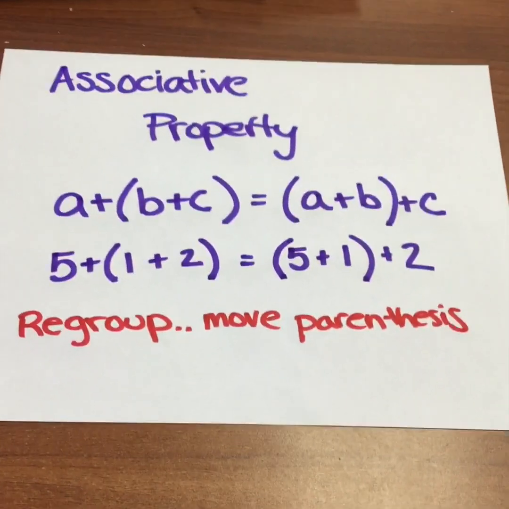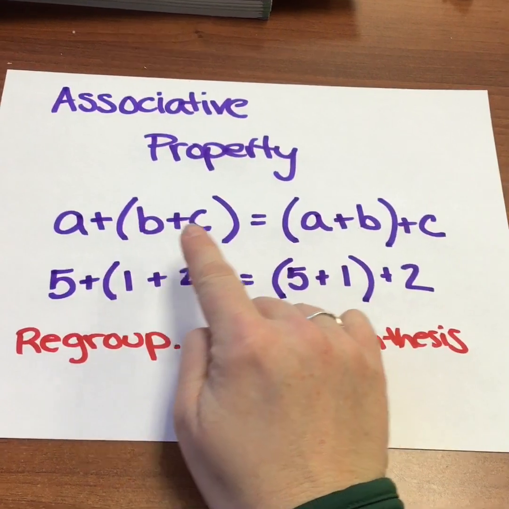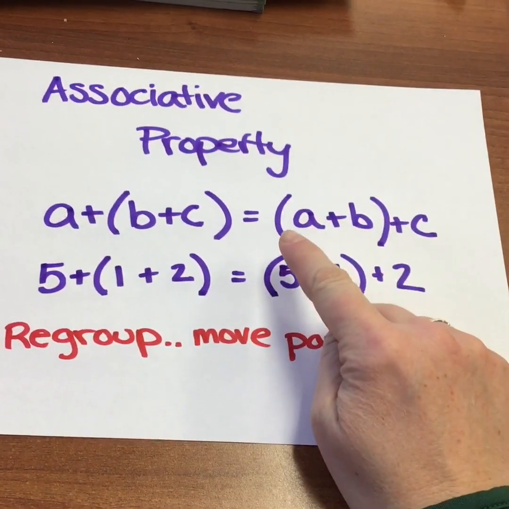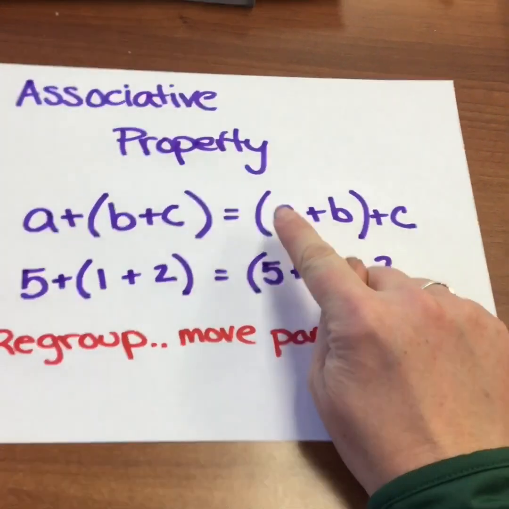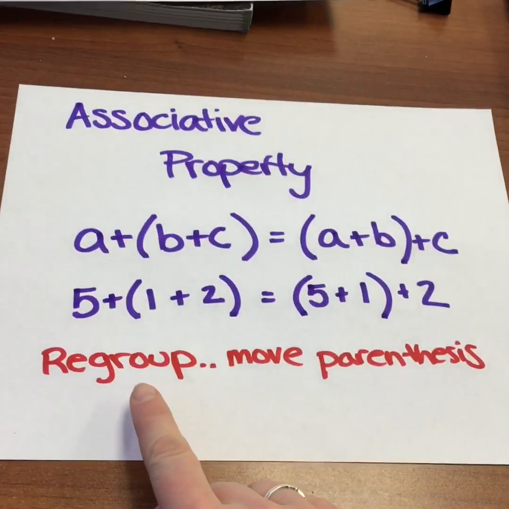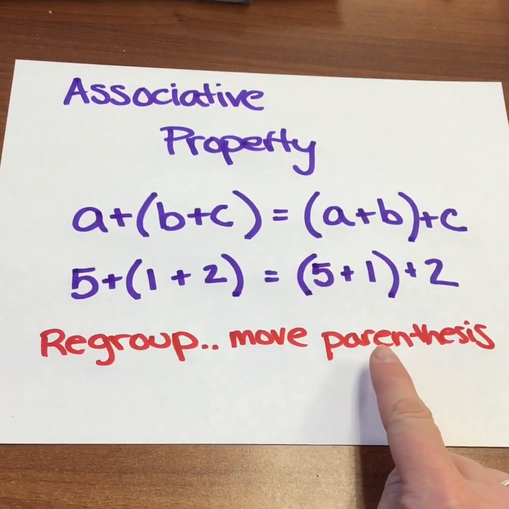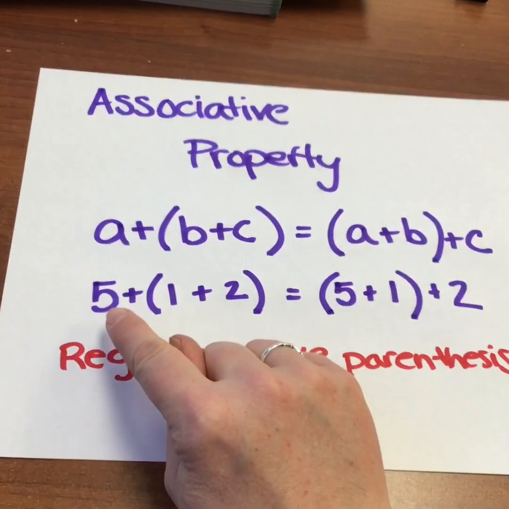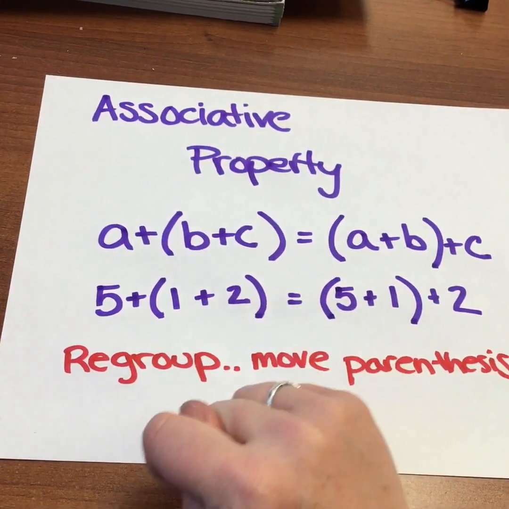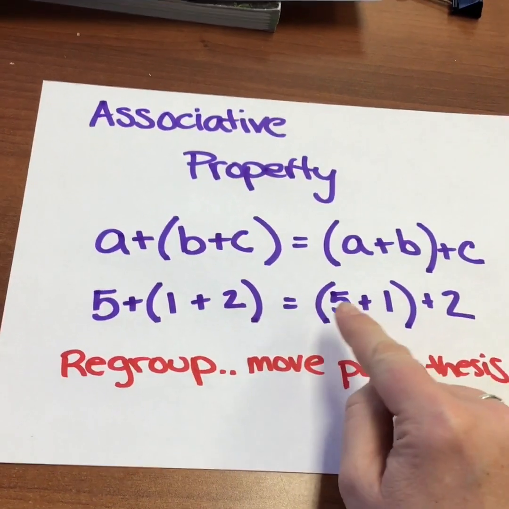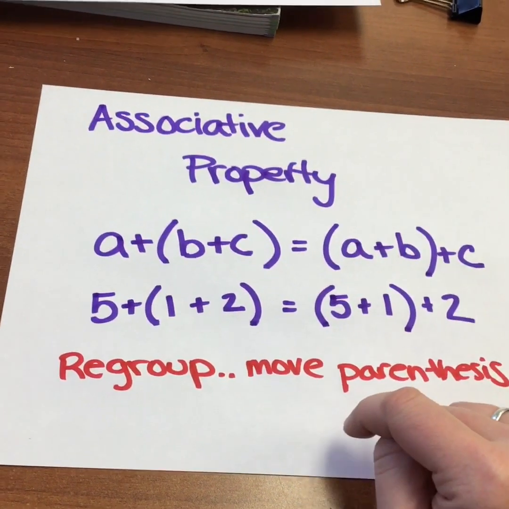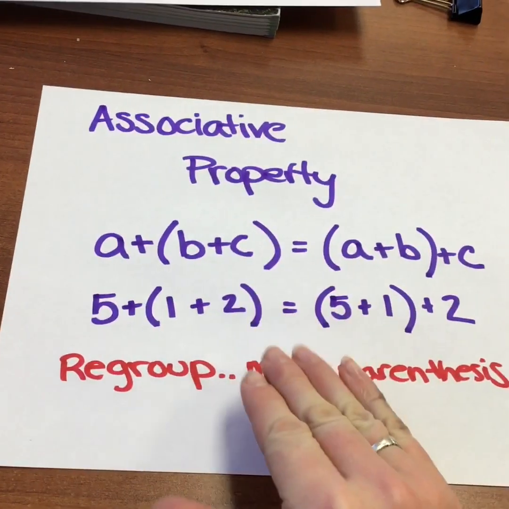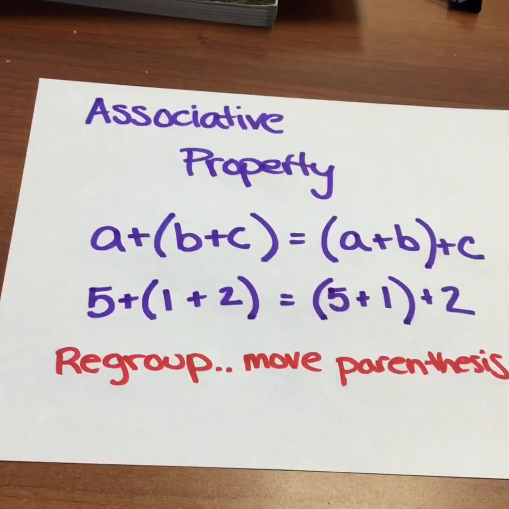We have the associative property. A plus B plus C, parentheses are around B and C, or A plus B plus C, parentheses are around A and B. You are regrouping. You are just moving the parentheses. But either way you do it, if you input numbers, 5 plus 1 plus 2, you get 8. 5 plus 1 plus 2, you get 8. It doesn't matter which group goes first, you still get the same answer.